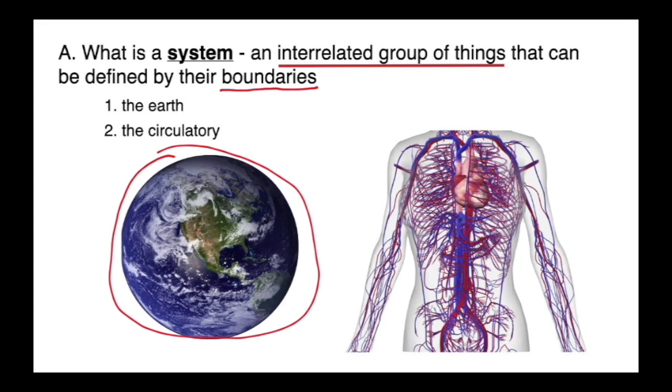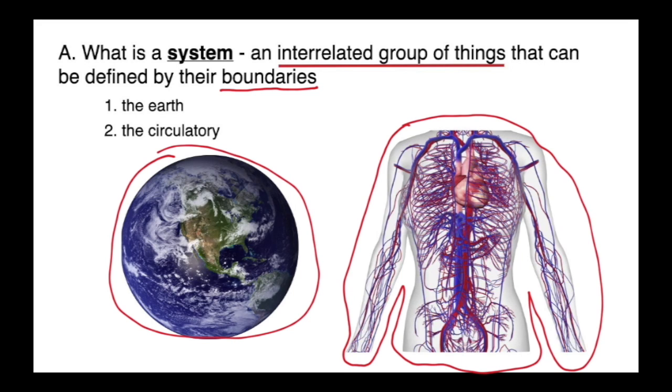Okay. Now, the circulatory system is the same thing. There's a boundary, right? Your body is the boundary of your circulatory system. But of course, it's interrelated. So your blood circulating, the circulatory system is connected to the respiratory system, your breathing. It's also connected to the digestive system, your eating. And so all these systems, all these things are interrelated, they have boundaries. That's what a system is.